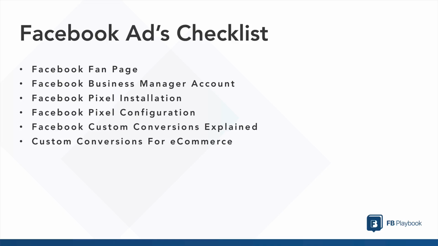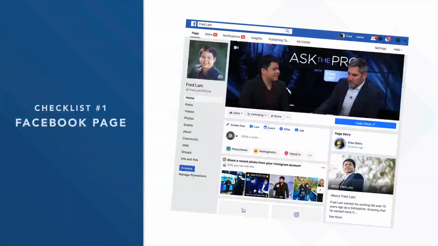You got to make sure that you have your Facebook fan page completed. You make sure you sign up for a business manager account. You got to install your pixel and actually configure your pixel. This is a new setting that Facebook has released that you got to make sure that you configure. Then we're going to talk about custom conversions for Facebook, and last but not least, custom conversions for e-commerce. Now, the first thing that you obviously need, and you always need this, is having a Facebook page.